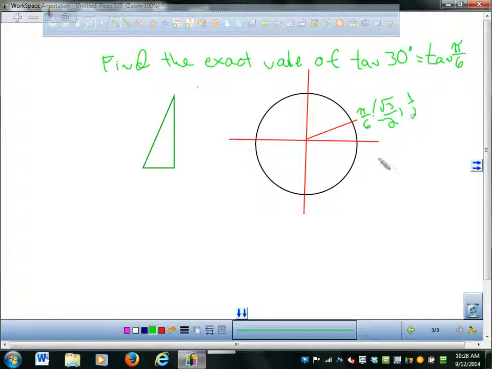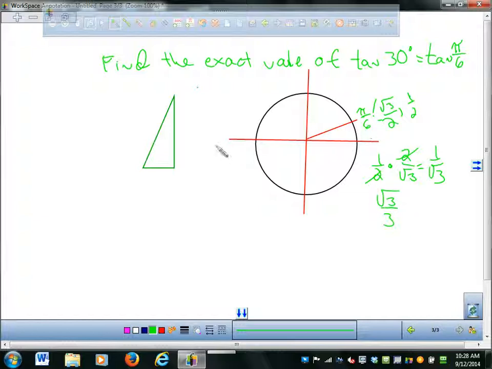So if I put this over this, I get 1/2 divided by square root of 3 over 2, which is the same as multiplying by the reciprocal, 2 over root of 3, and those cancel out, and you get 1 over root of 3, and if you rationalize the denominator, you get root of 3 over 3.